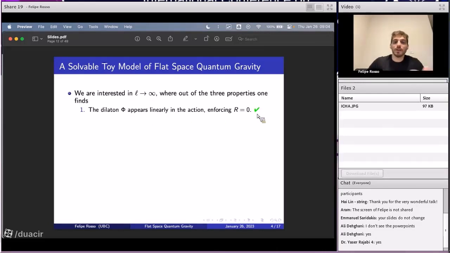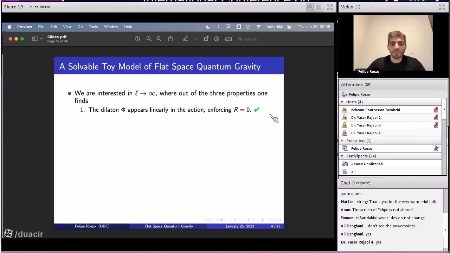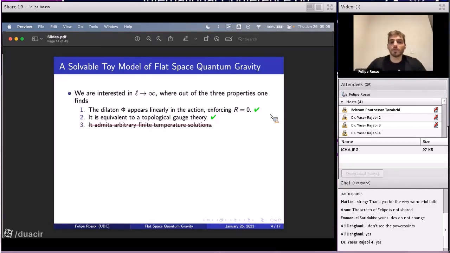First, the dilaton still appears linearly in the action and therefore enforces R equals 0, okay? Meaning that when L goes to infinity, all the solutions have to be locally flat. The second condition, the equivalence to the topological gauge theory, is still true as well. But we lose the third condition, okay? Essentially, the temperature is no longer free to be a finite value, okay? You don't have a family of solutions with finite temperature, but instead it is completely fixed to one single temperature. And this is not good, okay?